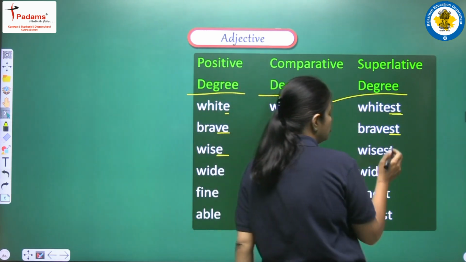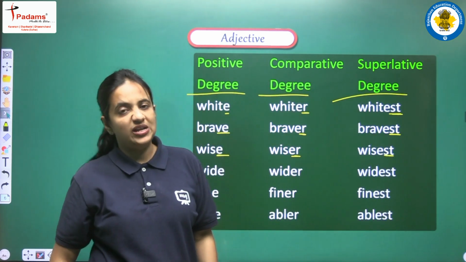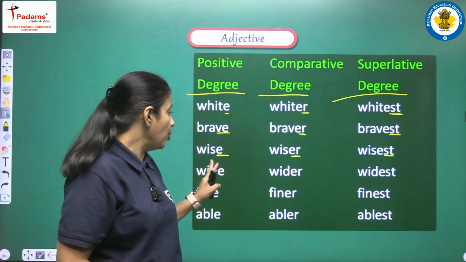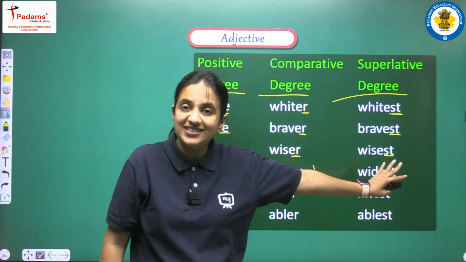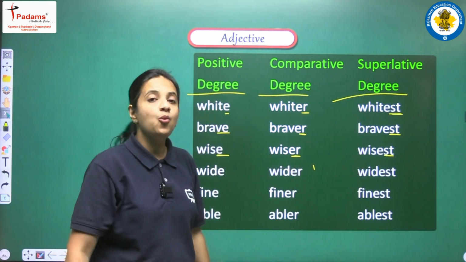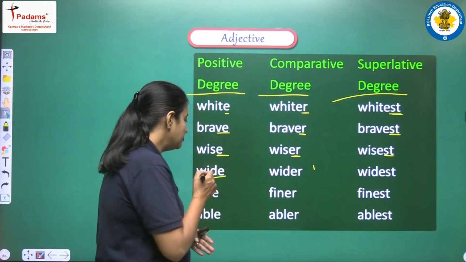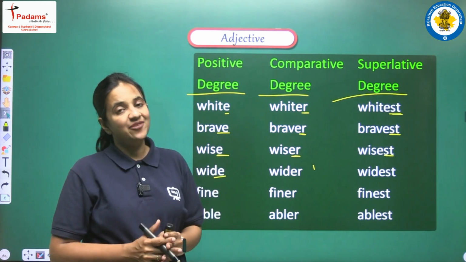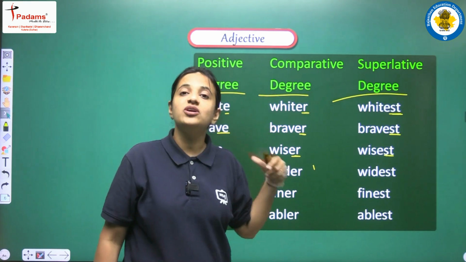Similarly, to make the superlative degree word, we are adding ST, so it will be wisest. So now we have wise, wiser and wisest. Okay. Next is white. So next we have white. Again we have a positive degree word with E at the end of the spelling, and we have to convert it into comparative degree.